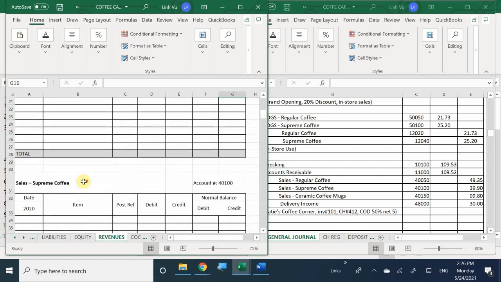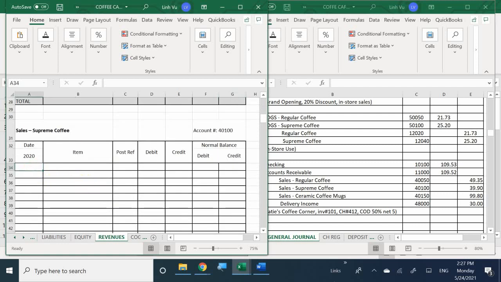And down to Supreme Coffee. Yeah, sold 10 pounds. Yeah, credit is $39.90. Okay, $39.90.